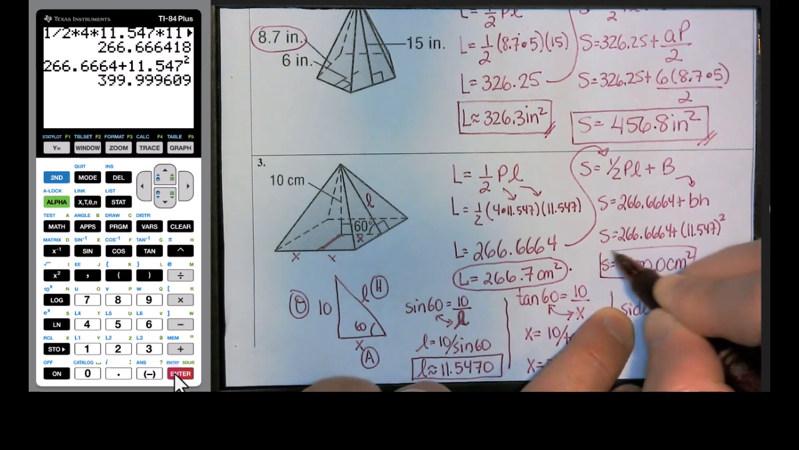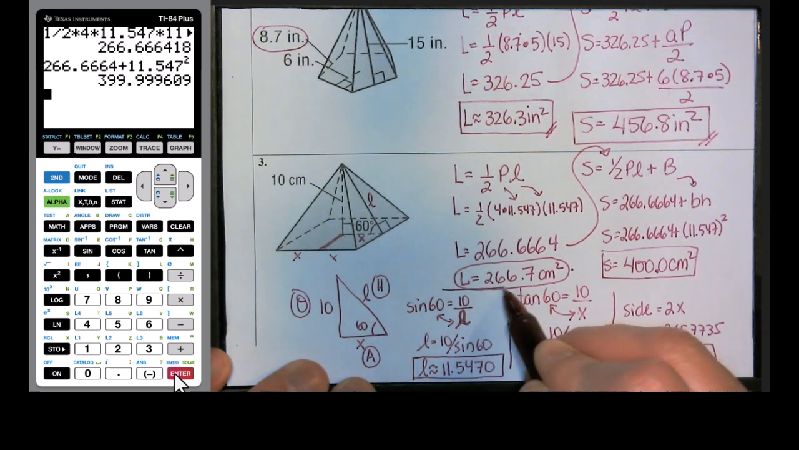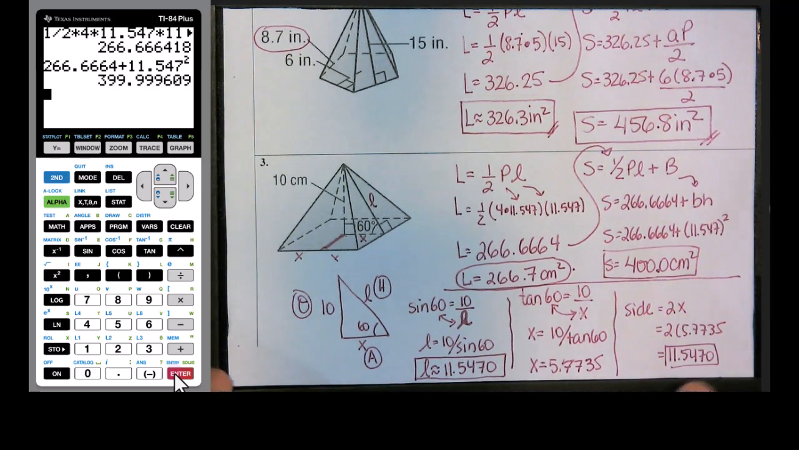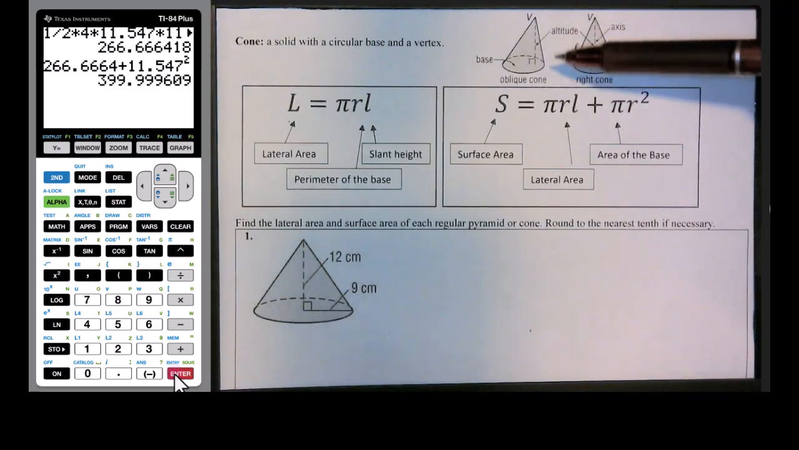So that is the surface area for the pyramid and the lateral area. Very good. Let's go on to the next problem. Okay, the next set of problems is going to be about cones.